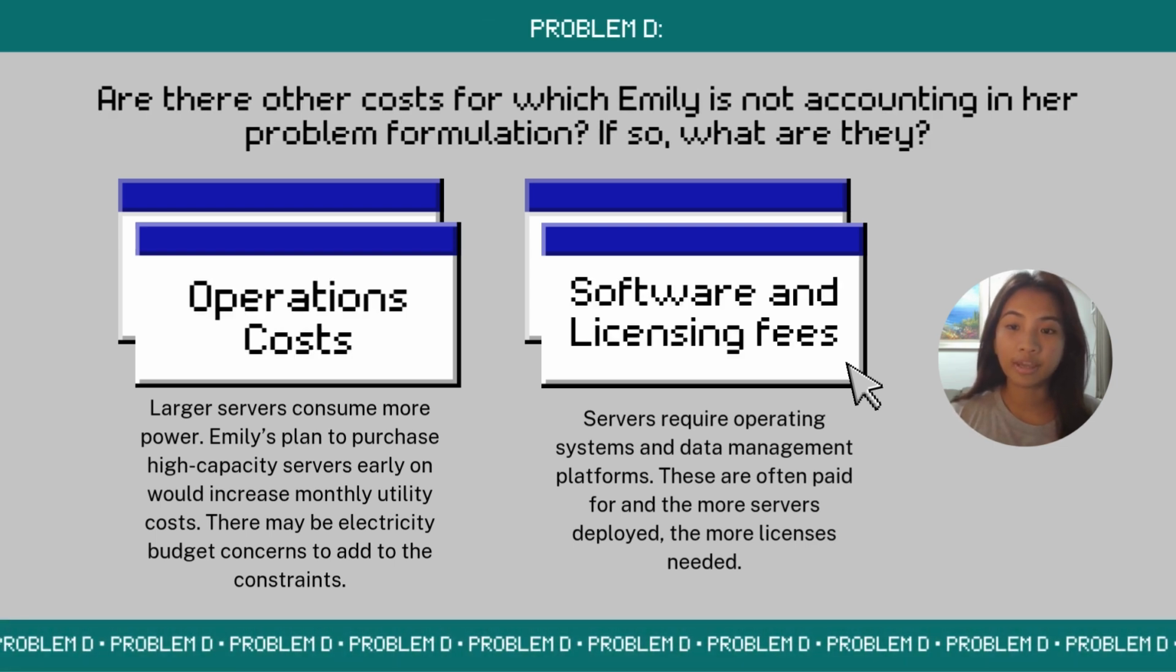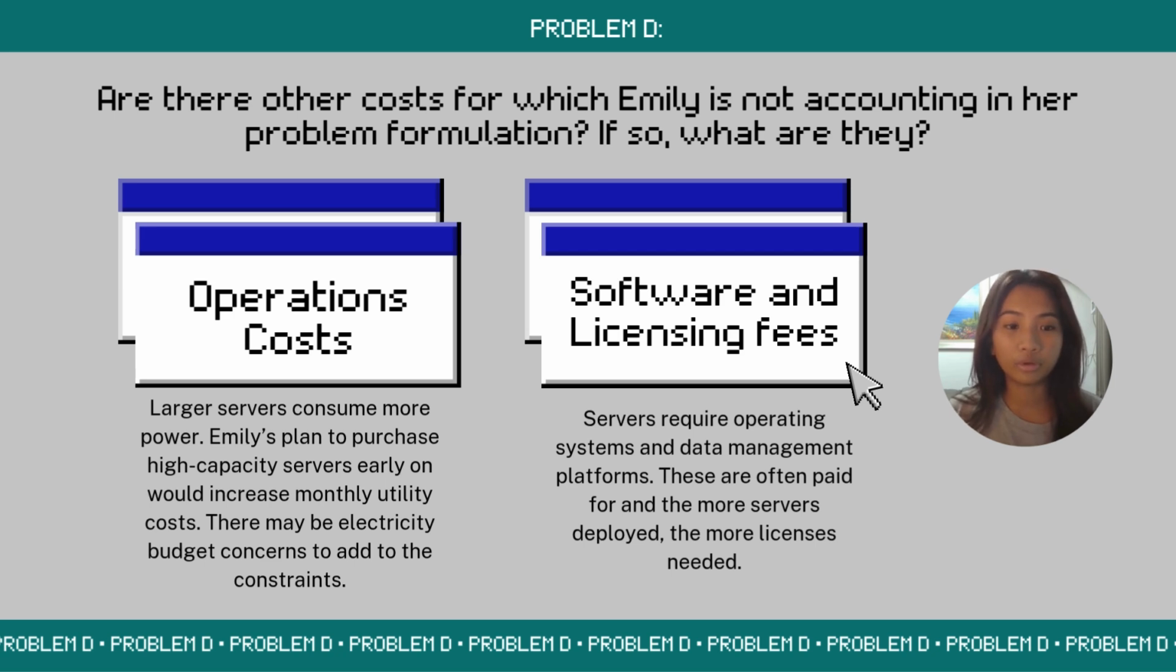Additionally, operations costs and software licensing fees are other costs which Emily is not accounting for in her problem formulation. Operations costs. Larger servers consume more power. Therefore, Emily's plan to purchase high-capacity servers early on would increase monthly utility costs. There may be electricity budget concerns to add to the constraints. And lastly, software and licensing fees. Servers require operating systems and data management platforms. These are often paid for, and the more servers deployed, the more licenses needed.